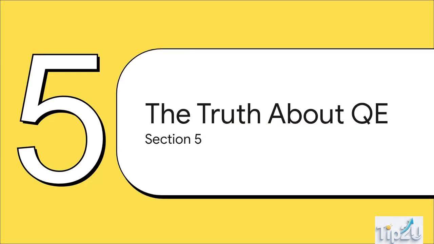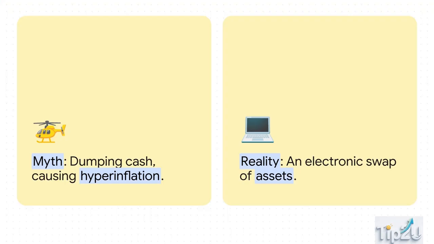Section 5. The truth about QE. That kind of dramatic central bank intervention leads us perfectly into the deepest layer of the machine. Let's bust a major myth right now. The widespread belief is that quantitative easing is basically helicopters dumping pallets of physical cash onto Main Street, instantly causing hyperinflation. But the reality? QE is simply an electronic asset swap.